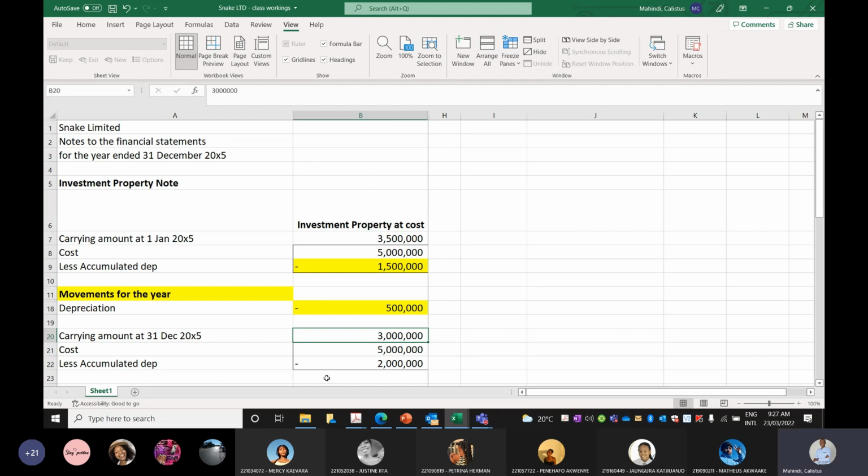Are there questions? All right, it seems that you don't have questions. So I want you to finish the rest of the properties, those properties that are carried at the fair value model. Finish the rest of the properties, and tomorrow that will be our starting point. We will deal with the rest of the note tomorrow.